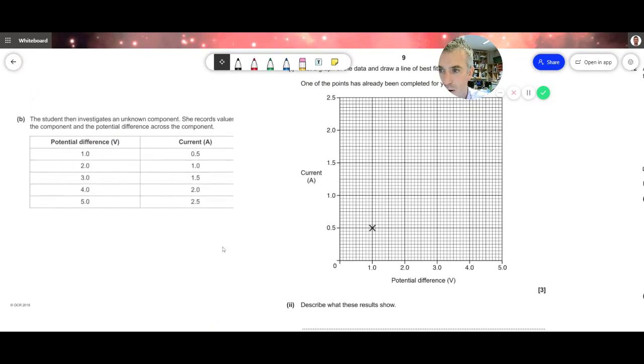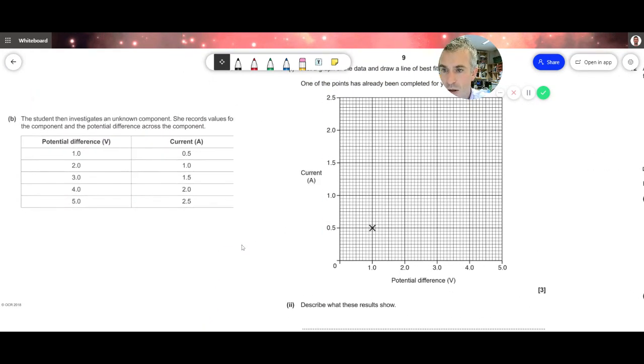Okay. Alright, so here we have, so the first one has been done for me, so also I'm not very good with this pad. So 2 volts is 1, 3 volts is 1.5, 4 volts is 2, and 2.5 is up here.